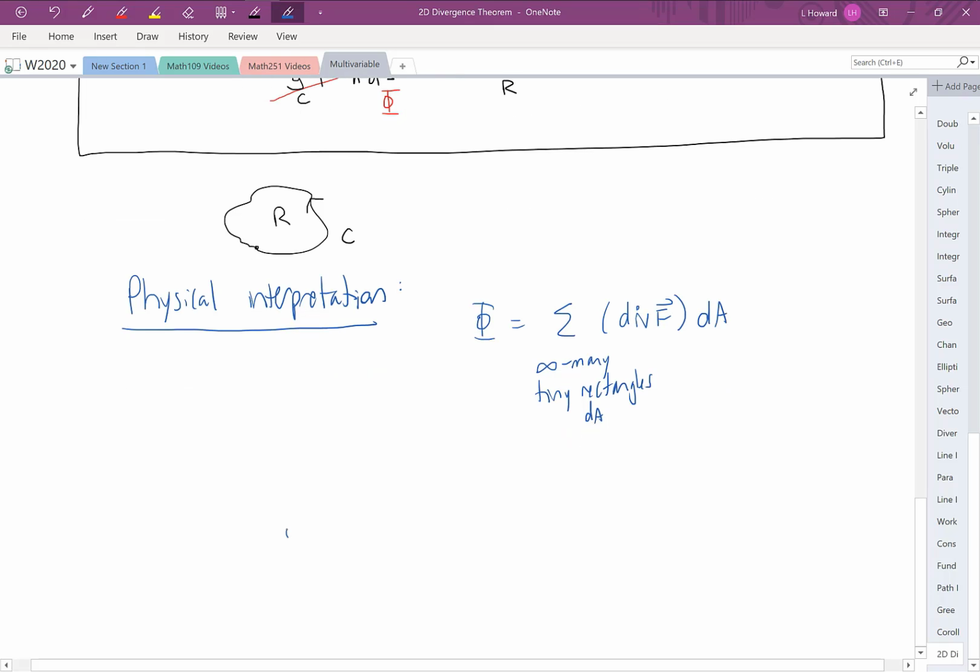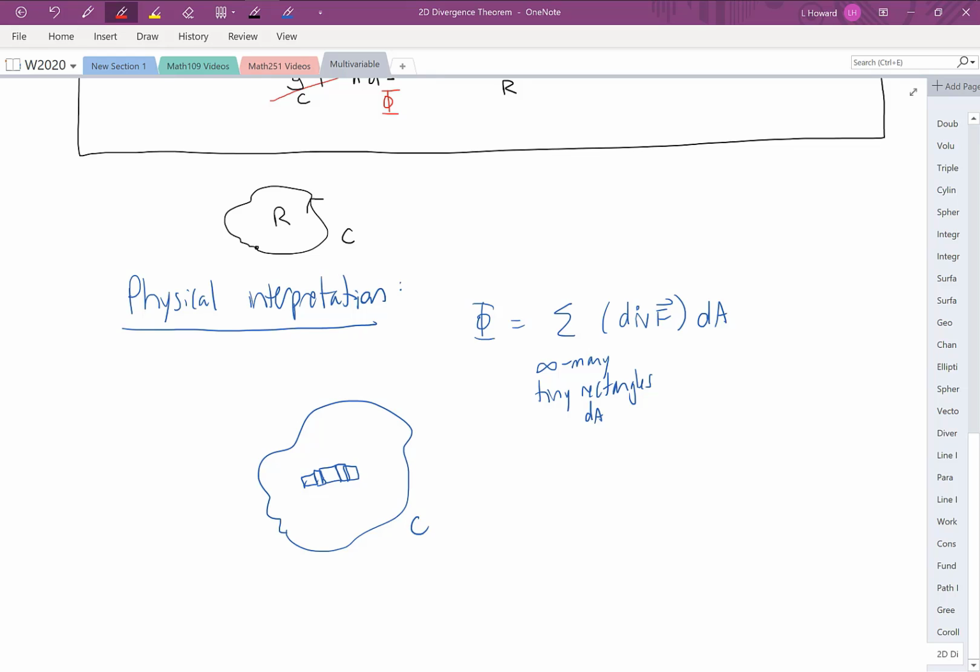So let's draw a picture of what that would look like. So here's our curve C. Our region R is in the interior. Imagine breaking that region up into infinitely many little rectangles, etc. And for each of these little rectangles, what we're computing is the divergence, which is a measure of the outflow at that point. So divergence is going to be positive if you got a lot of outflow at a point. It's going to be negative if you got a lot of inflow at that point. So you're taking that divergence, multiplying it by dA, which is the area of that little rectangle, and then summing those quantities up over all these rectangles in the region.